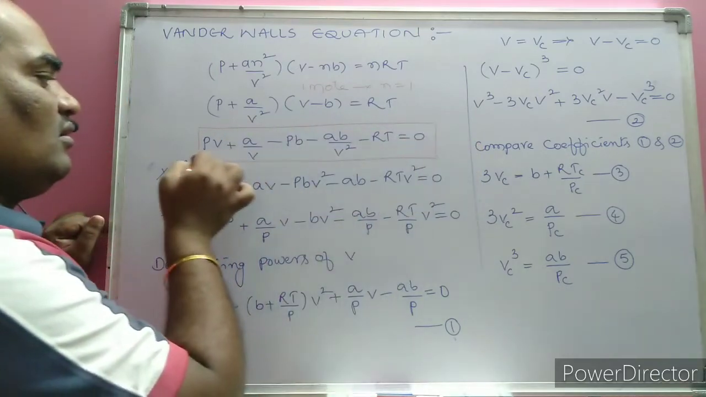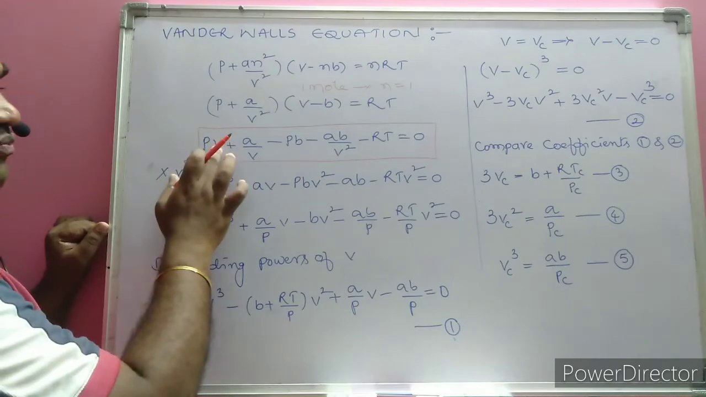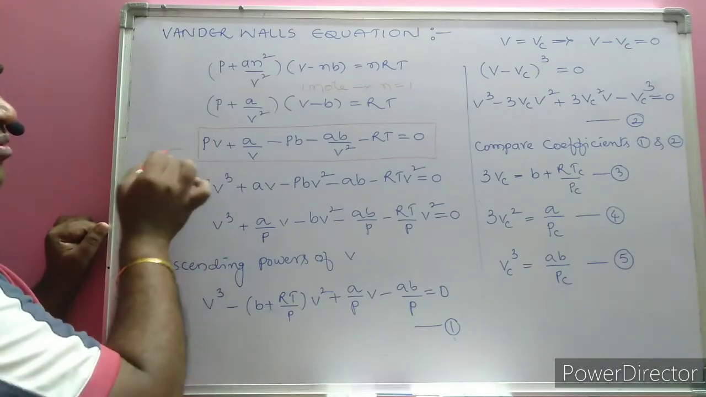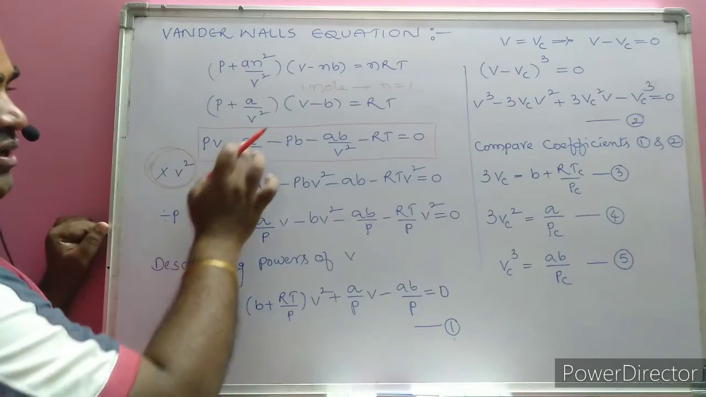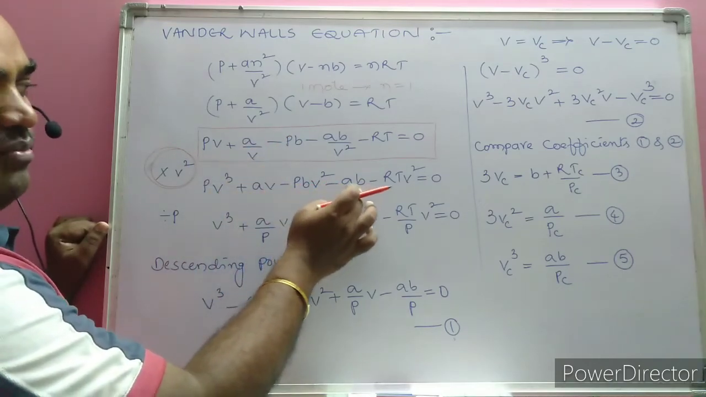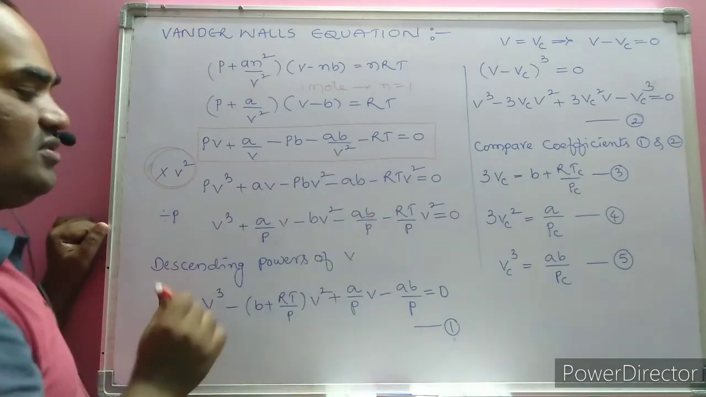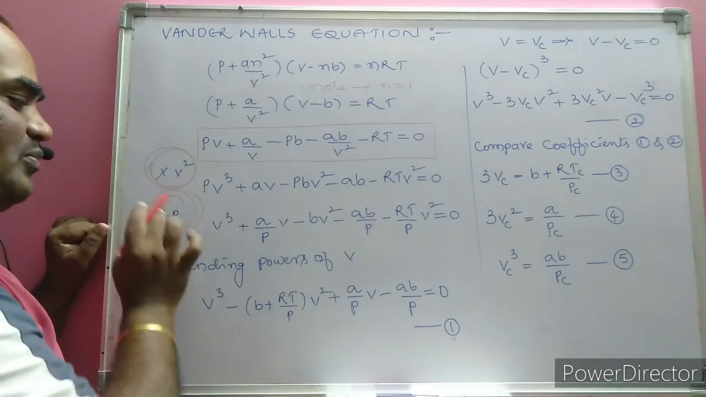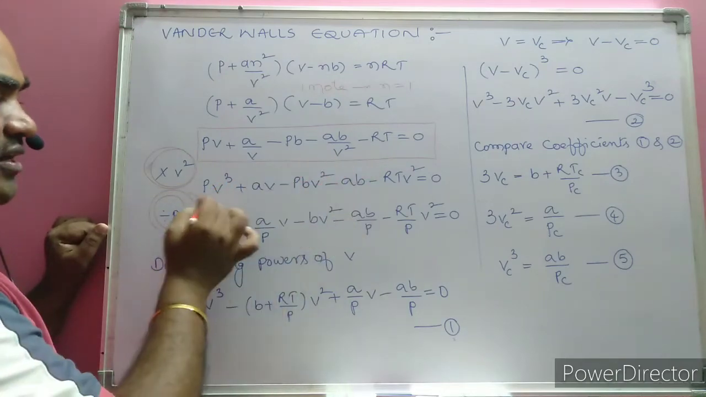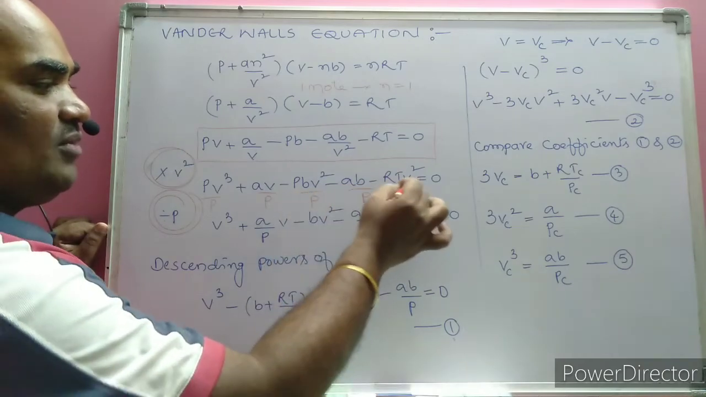Next, this whole equation is multiplied by V squared. PV into V squared is PV cubed. Again V into V gets cancelled, plus aV minus PbV squared minus ab, minus RTV squared is equal to 0. Now the total expression is divided by P. It is divided by P; in all the cases P is in the denominator.